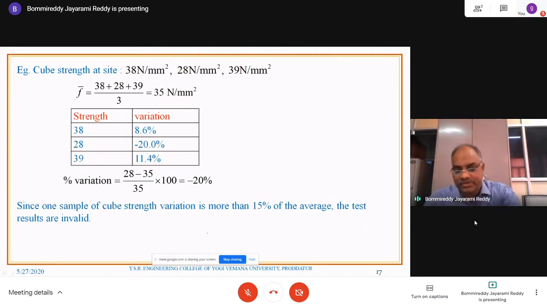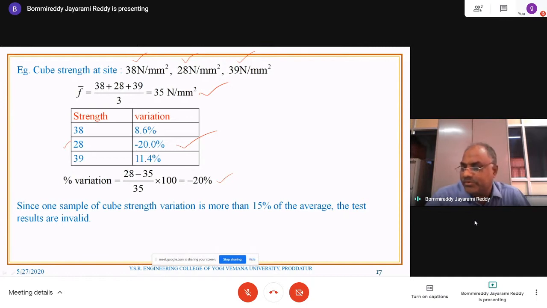Now let us look at another example. The cube strengths are 38, 28, 39. These are three different cubes, and the average value will be the same as the previous one, 35. Now look at the computation of variation. For the 28 cube, 28 minus 35 divided by 35 into 100 is minus 20%. So here it is minus 20%, and of course the other variations may be less than 15%.